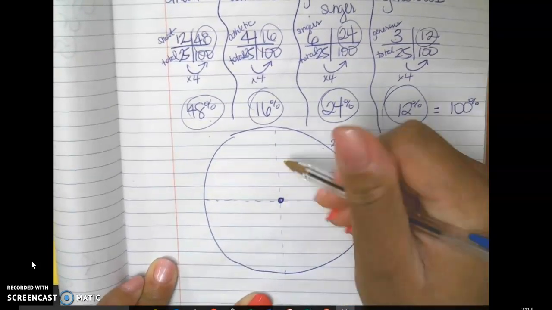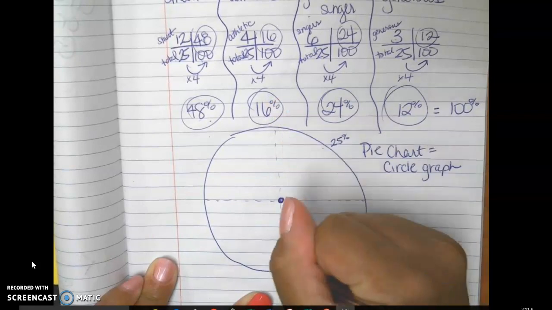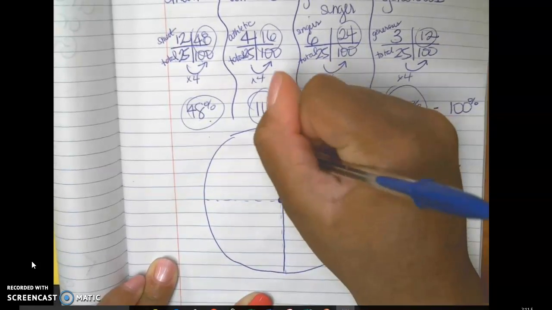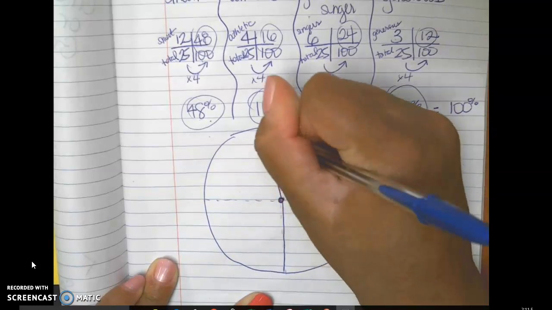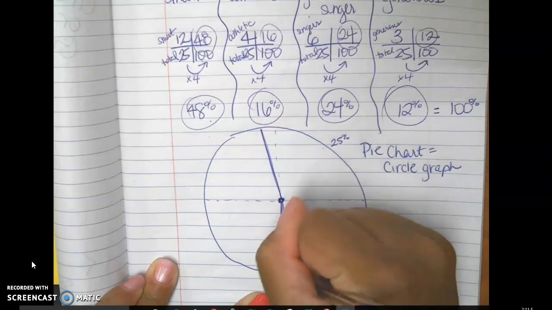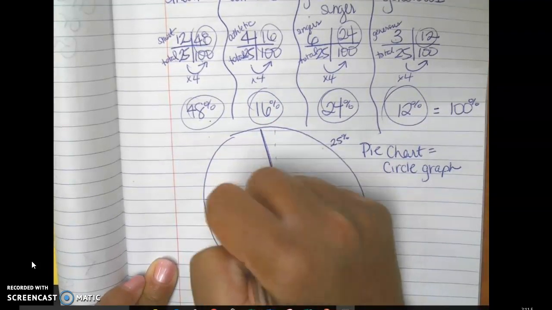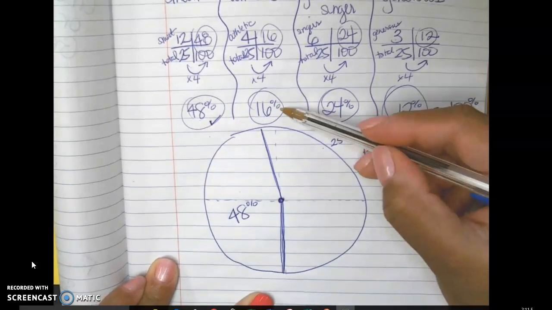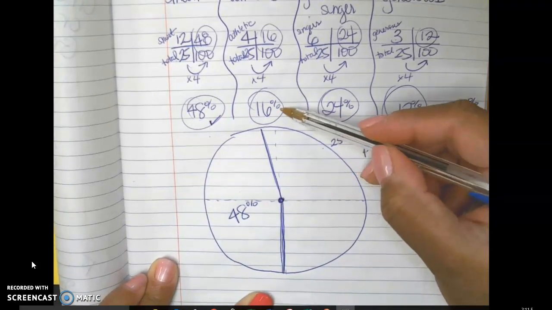And then I want about half. So as I'm drawing a line, I'm going to draw it from the bottom. And then I'm going to shave off a little bit because it's not going to be exactly in the middle. And you can use a ruler to make your lines more straight. And this will be my 48%. Done.